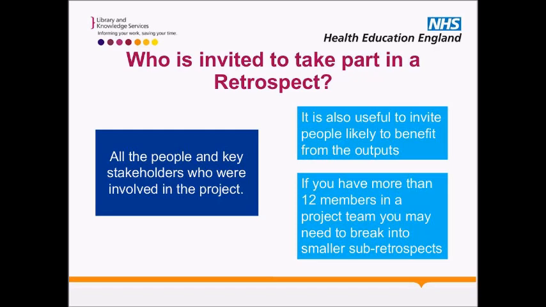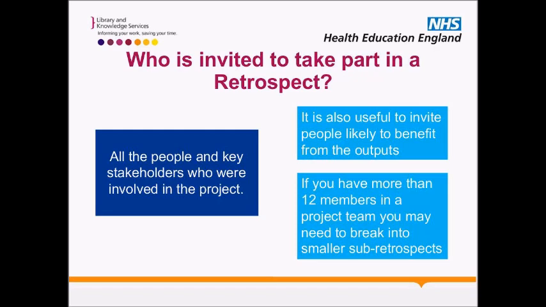It's also advised to invite a couple of observers who will be beneficiaries from the learning outputs from the retrospect. This helps to sharpen the focus of the recommendations and to really keep in mind who's going to be benefiting from this information in the future.